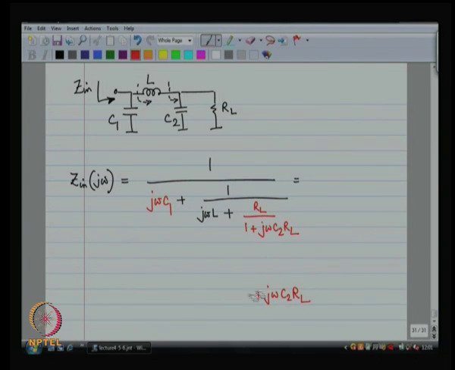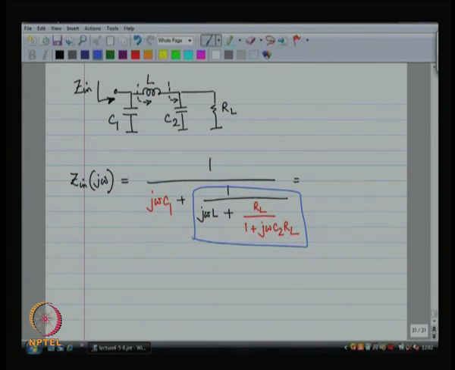Okay. And then let us try to simplify this entire term over here, and there you will basically get 1 plus j omega C 2 R L divided by R L minus omega squared L C 2 R L plus j omega L. Okay.